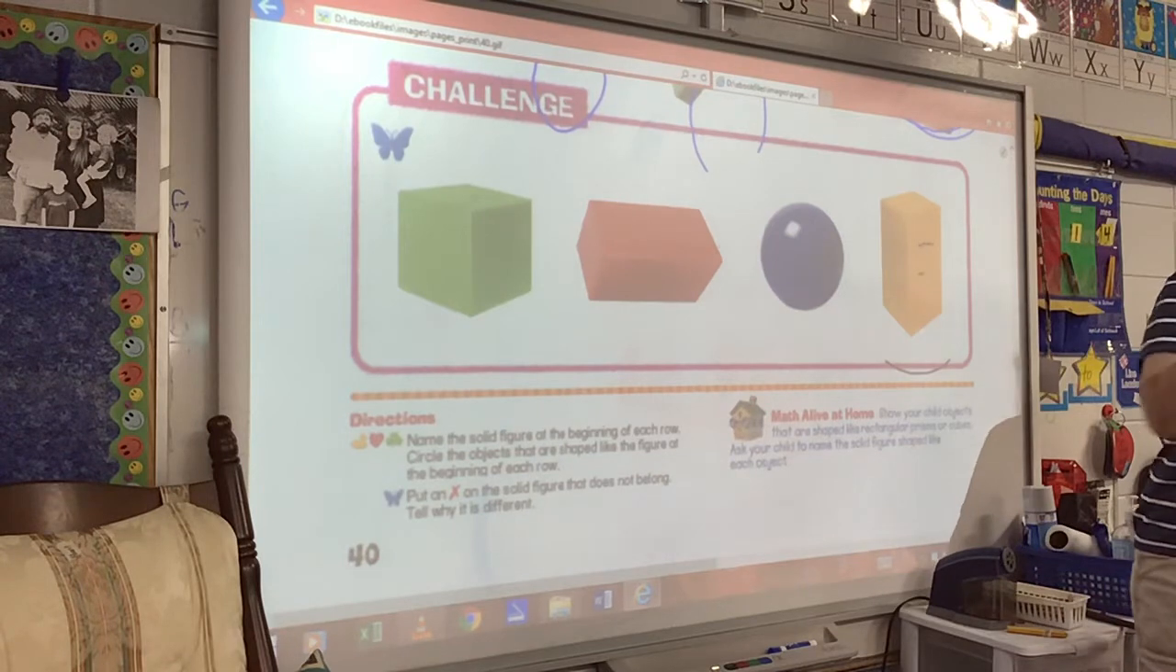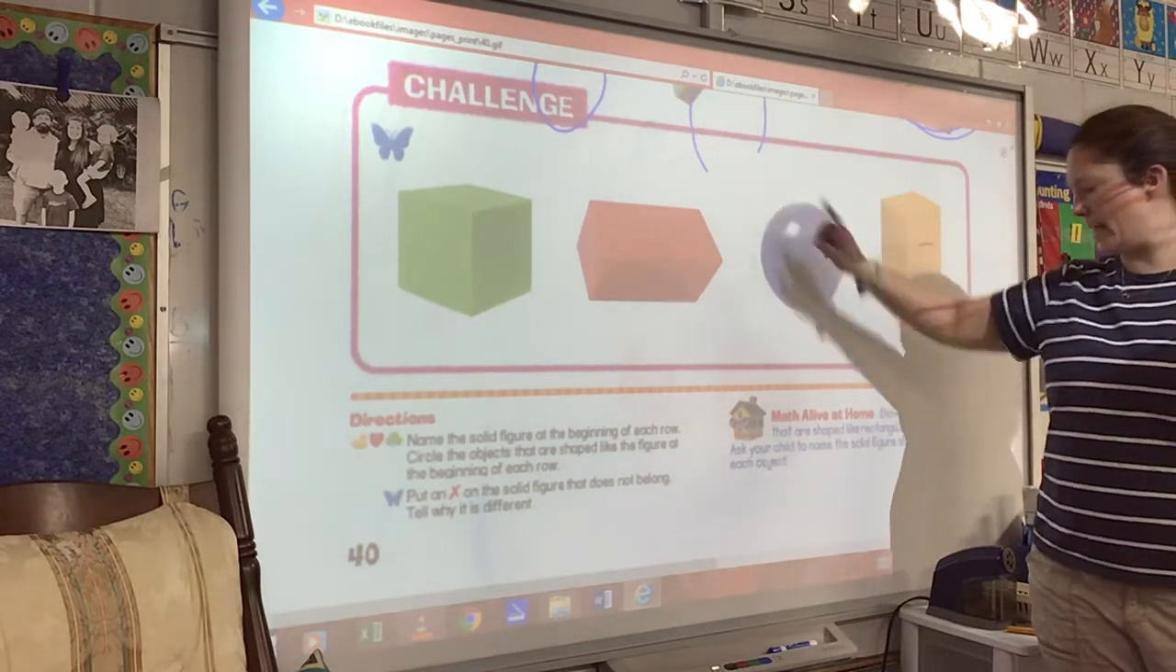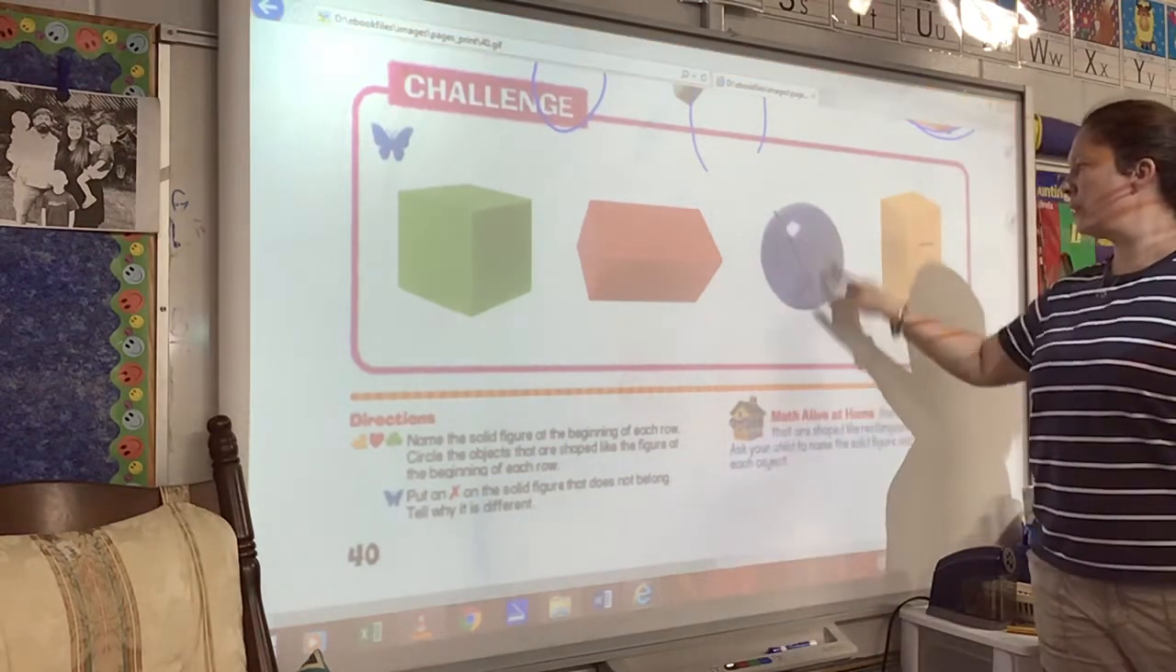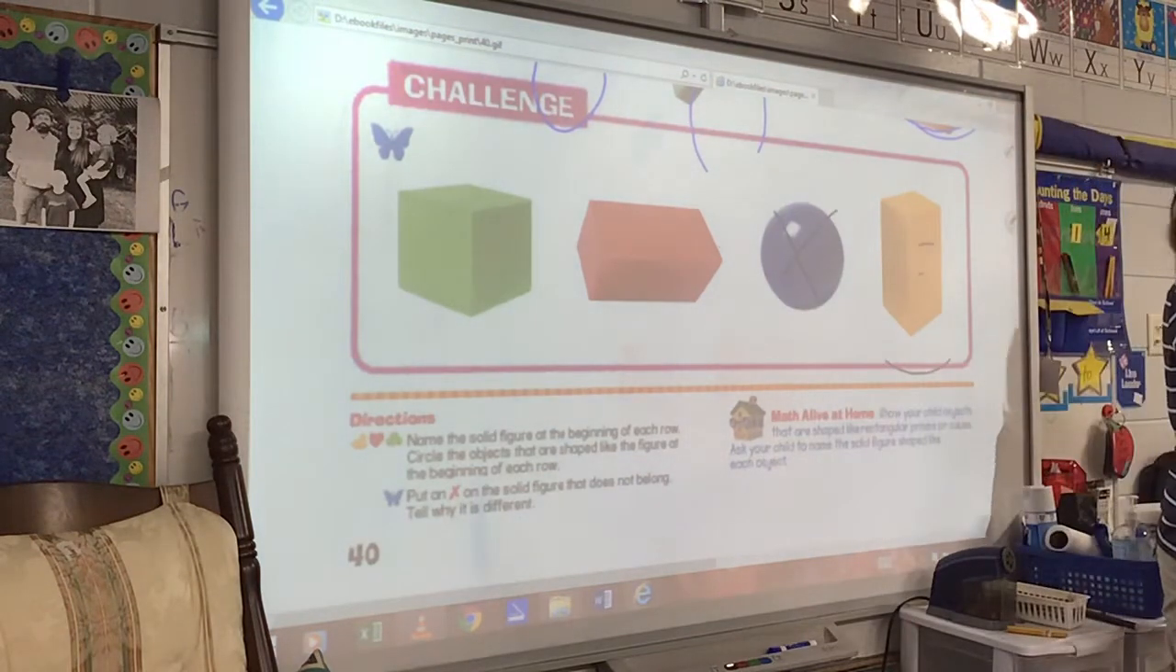I picked the ball. You picked this one. Richard put an X. Let me get my marker ready. Richard put an X on that one. Why did you put an X on that one, Richard? Because it was not the same shape. Because it's not the same.